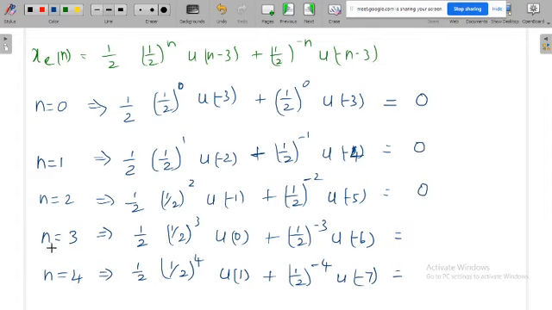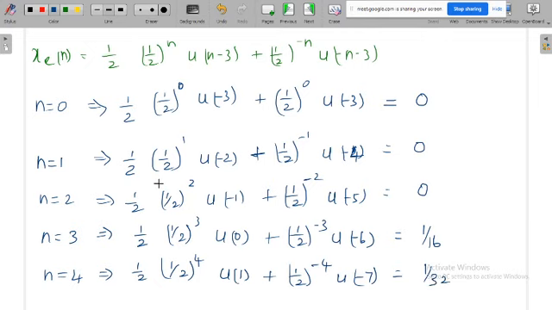Now, what about n is equal to 3? So that time u of 0 is not 0, it is 1. So you will be getting 1 by 2 power 3, that is 1 by 8. Already 1 by 2 is there. Then you will be getting 1 by 16. When you substitute n is equal to 4, you will be getting 1 by 32.